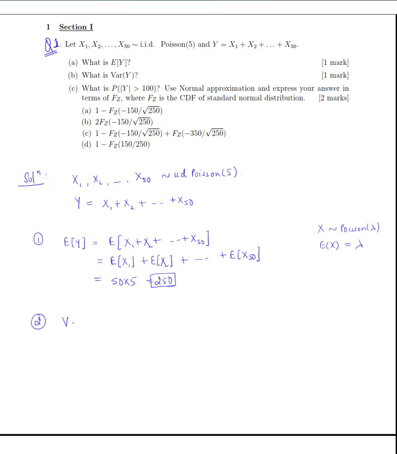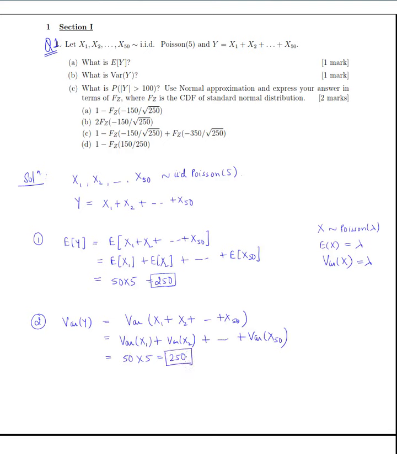Now the second problem is what is the variance of y? Again, y can be written as x1 plus x2 plus up to x50. Now we know that all these xi's are independent of each other. Since they are independent, we are able to write this as variance of x1 plus variance of x2 plus up to variance of x50. Now we also know that the variance of the random variable x is also lambda. So this is going to be 50 times lambda, that is 5, that is 250. So both the expected value and the variance are going to be 250 for y.